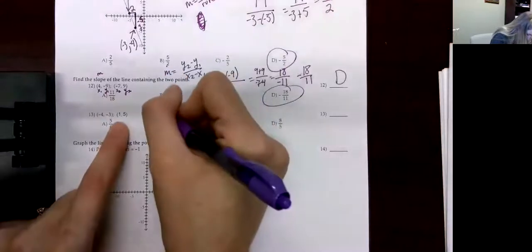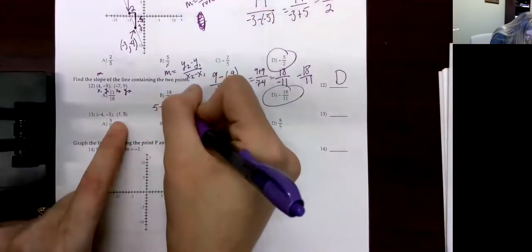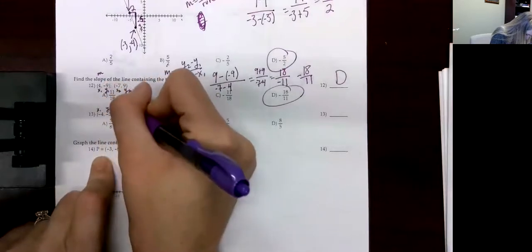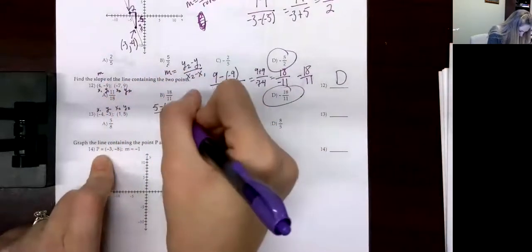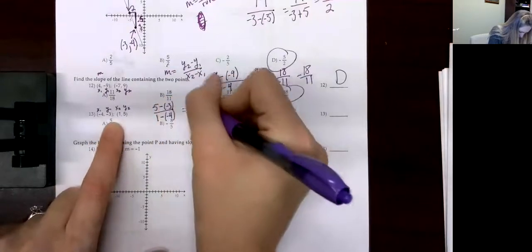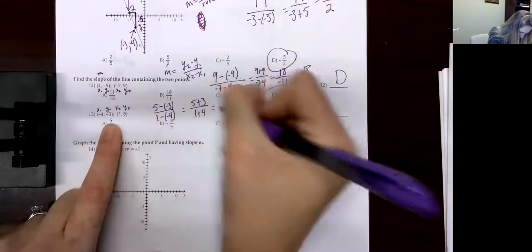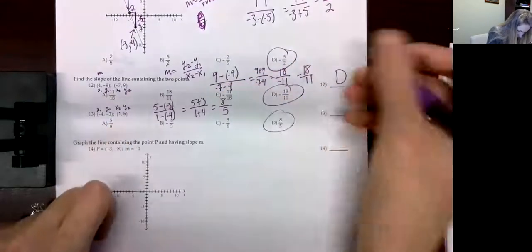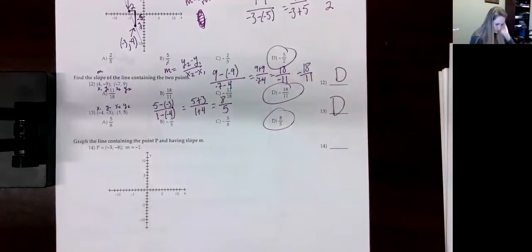Okay. Then here we'd have 5 subtract -3, and I'll label over 1 subtract -4. So I'd have 5 plus 3 over 1 plus 4, which would give me 8 over 5. That doesn't reduce. Yay. Okay, this one's also not on the same page.